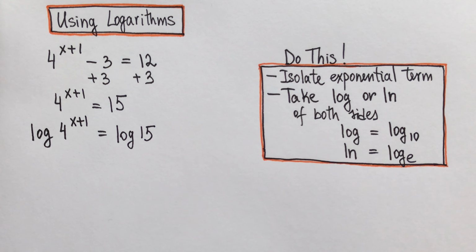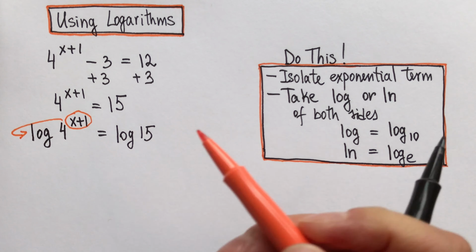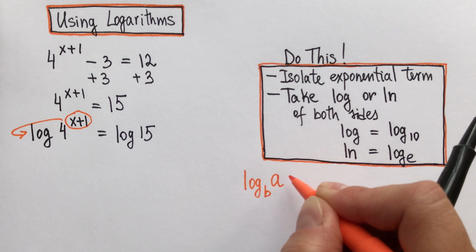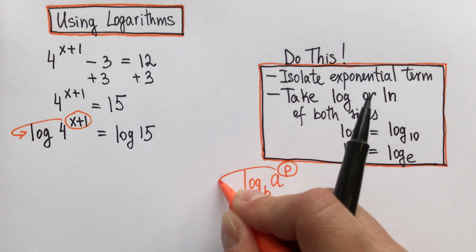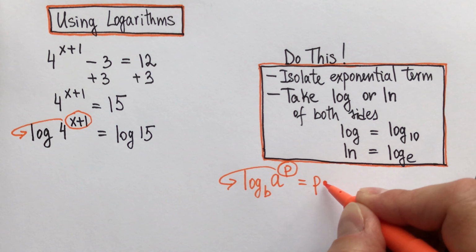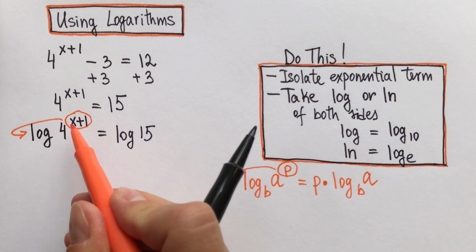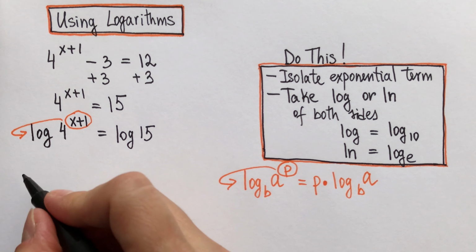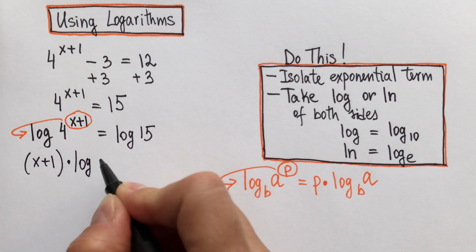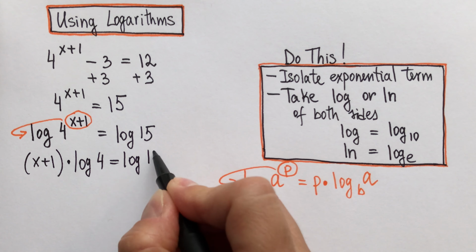Now this power is going to come up front according to the property of logarithms. The logarithm of some base b of a raised to a power: this power comes up front and turns into multiplication, power times log base b of a. So we're going to do the same thing. This power is going to come up front. So we have x plus 1 times log of 4, according to this formula, equals log of 15.